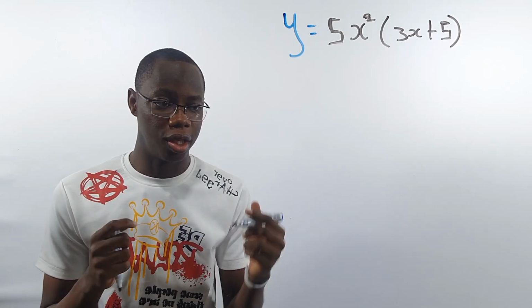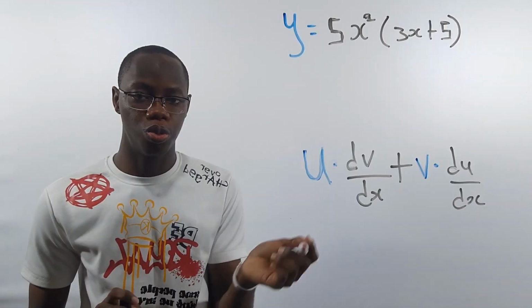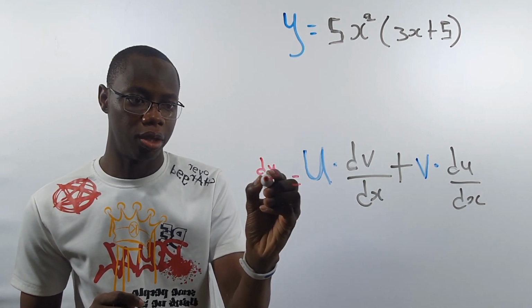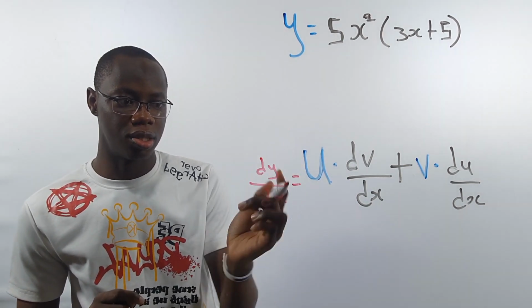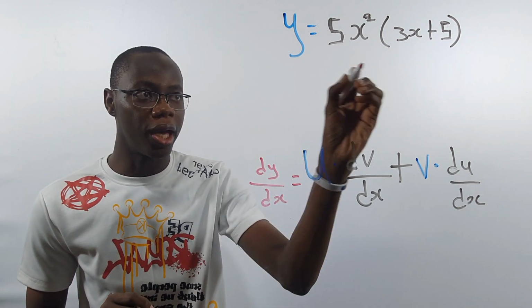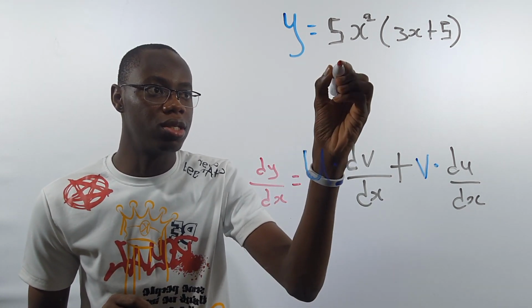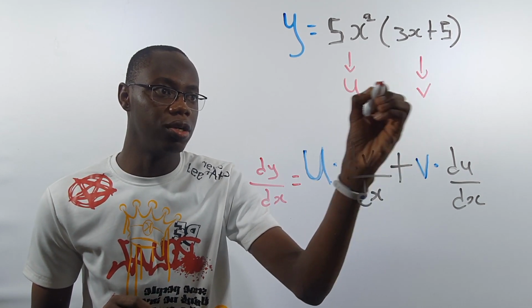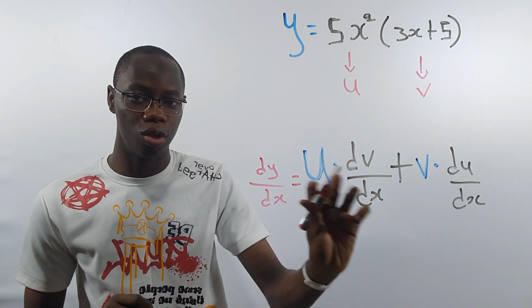So now that we talked about that, the product rule formula is this. Everything here is going to be called dy over dx. This is the answer, the derivative. But why is this a product rule? See, this is u and this is v. Once you see u multiplying v, then you know you are dealing with product rule.